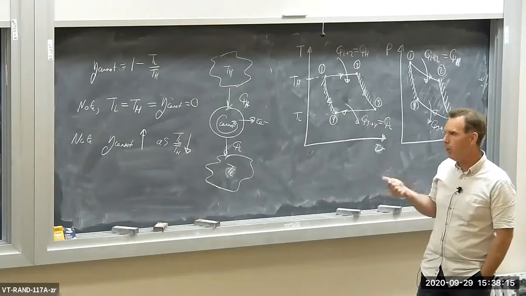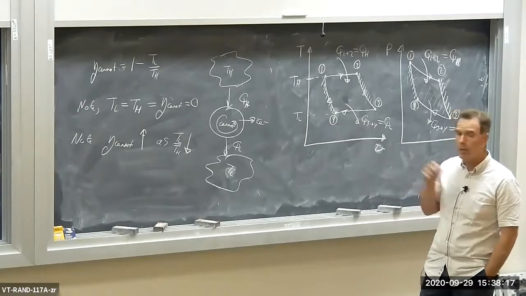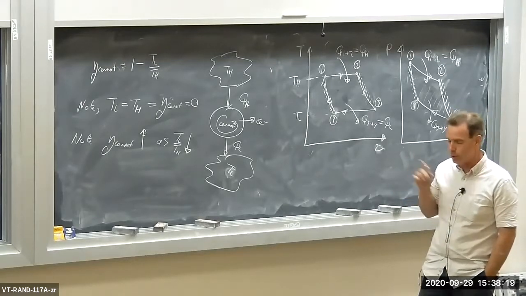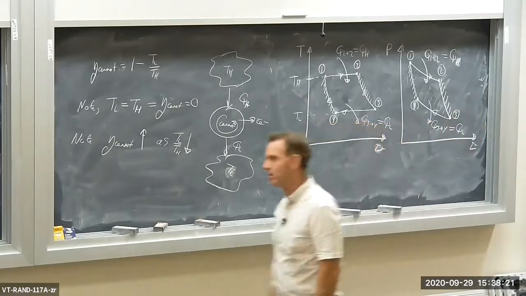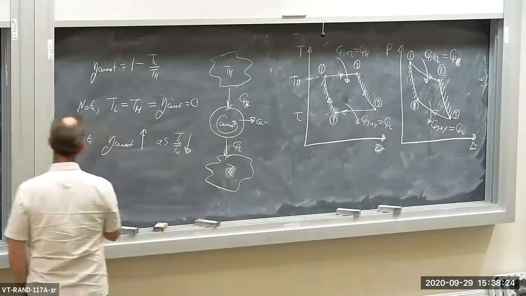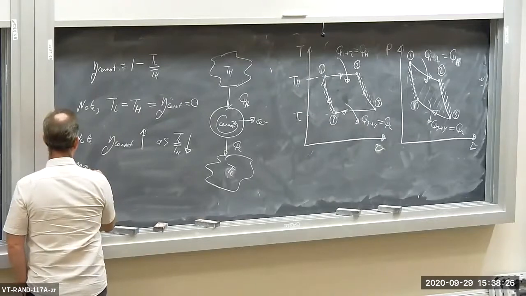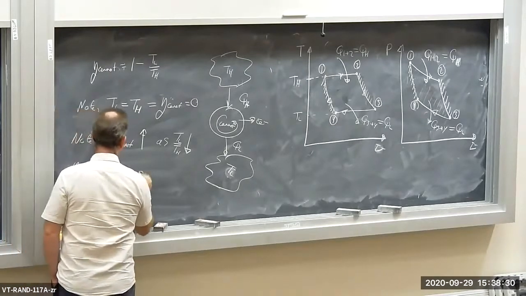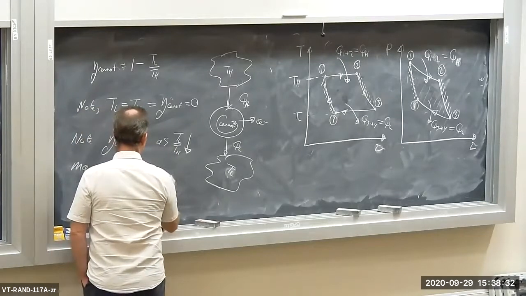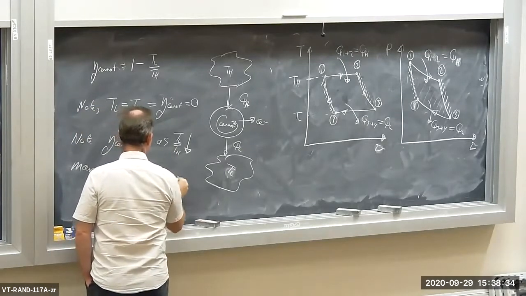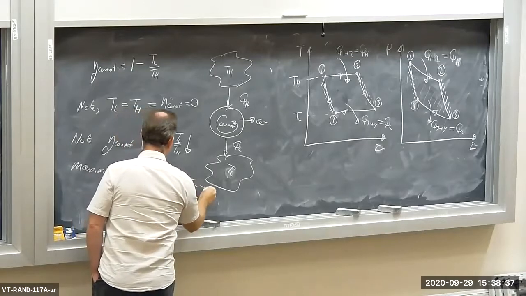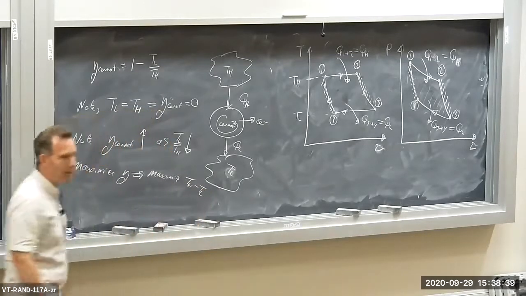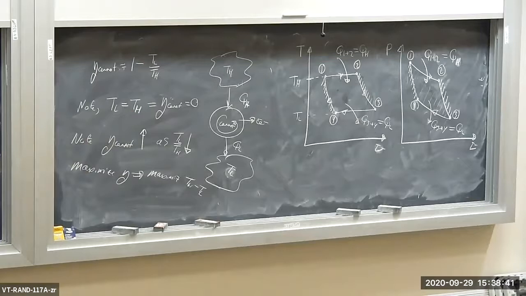So if you want the most efficient heat engine, Carnot heat engine, or any reversible heat engine, you want to maximize the delta T. So maximize eta by maximizing TH minus TL. You want to maximize the temperature difference between the high and the low temperature reservoir. Okay, let's take a pause here and let's do an example.